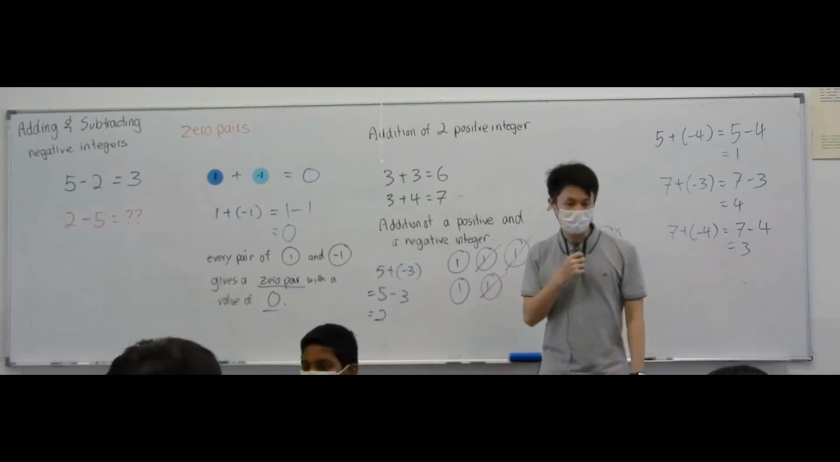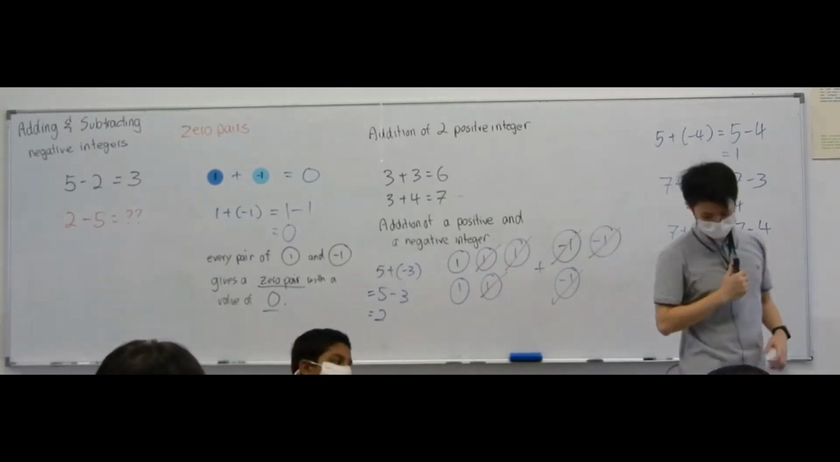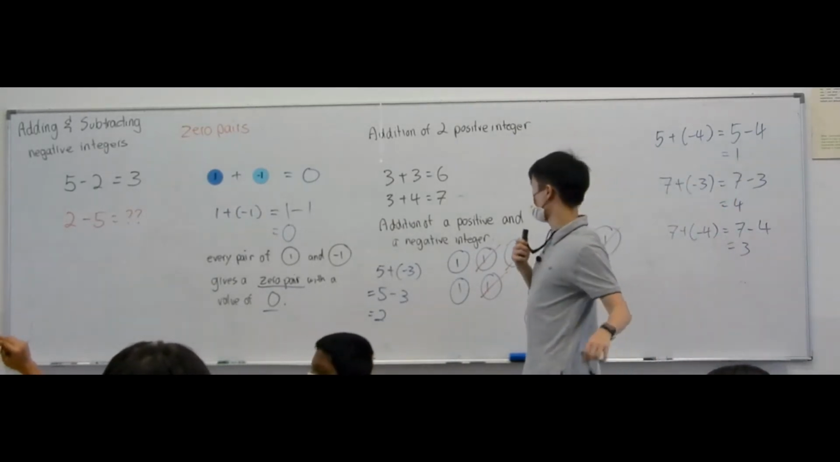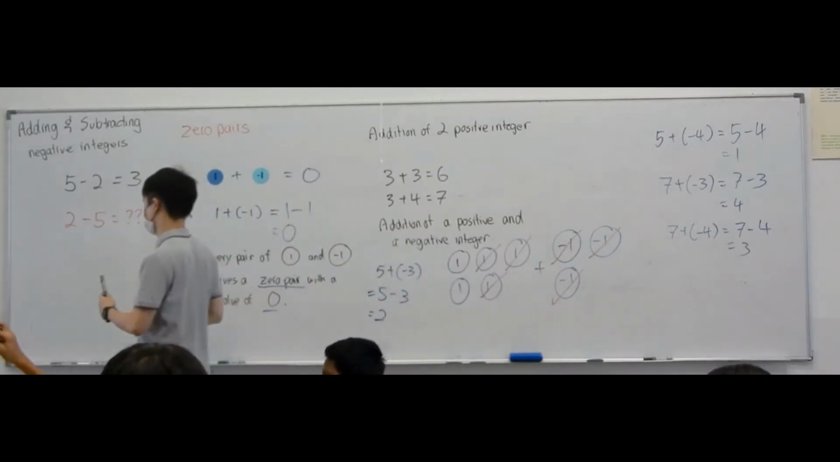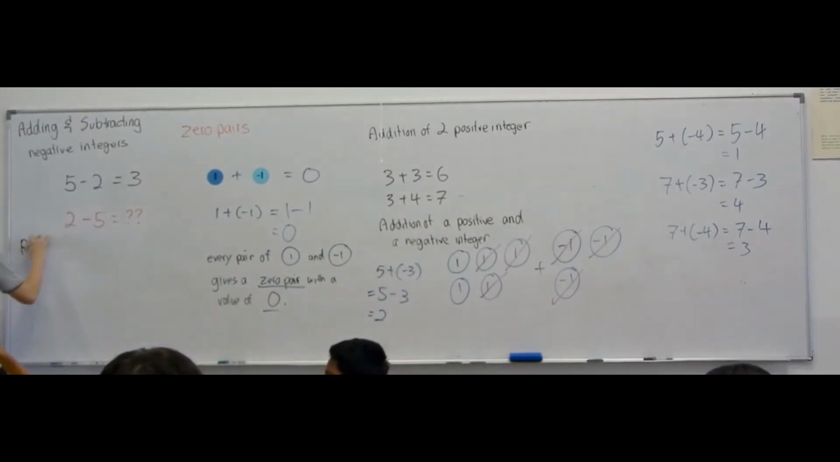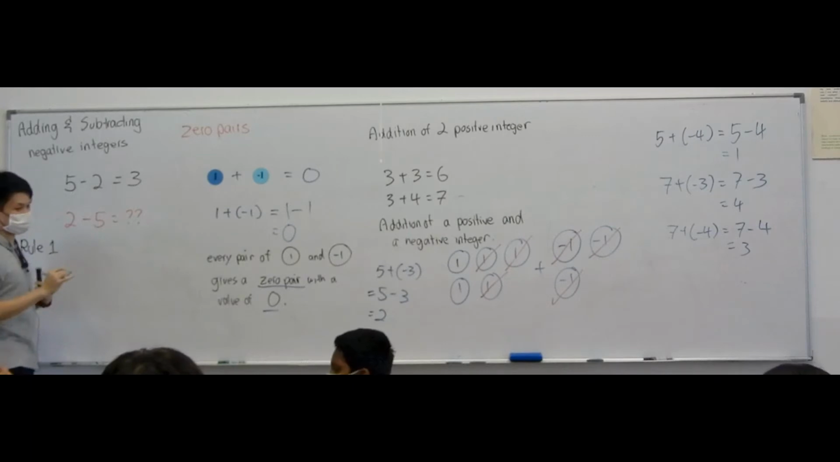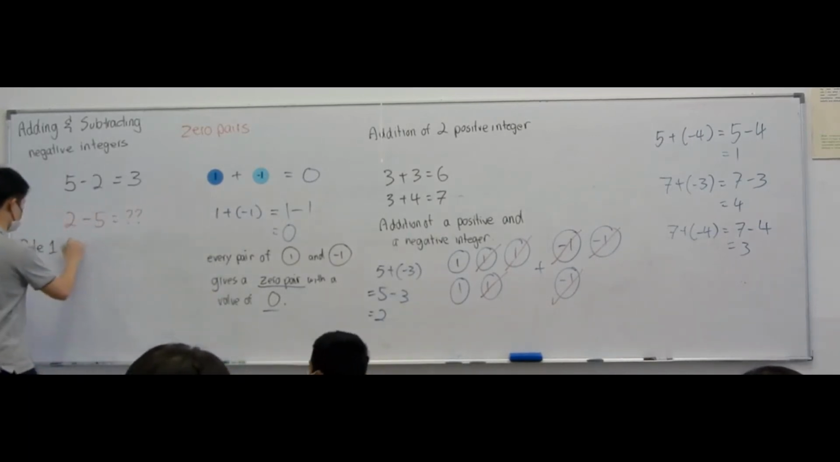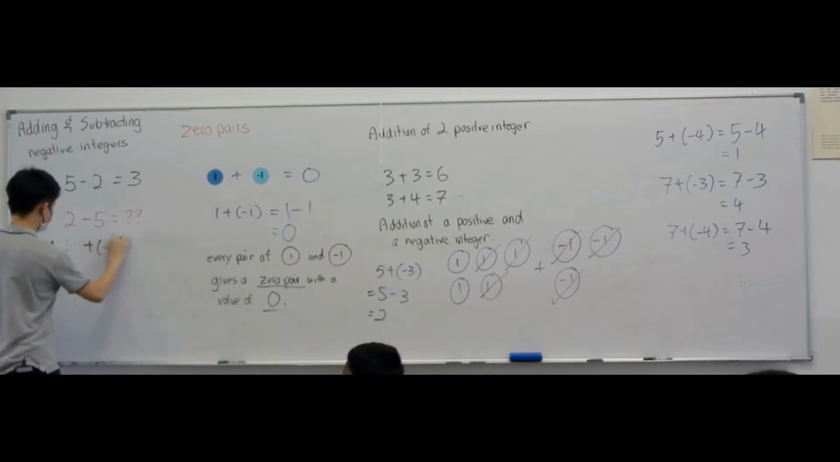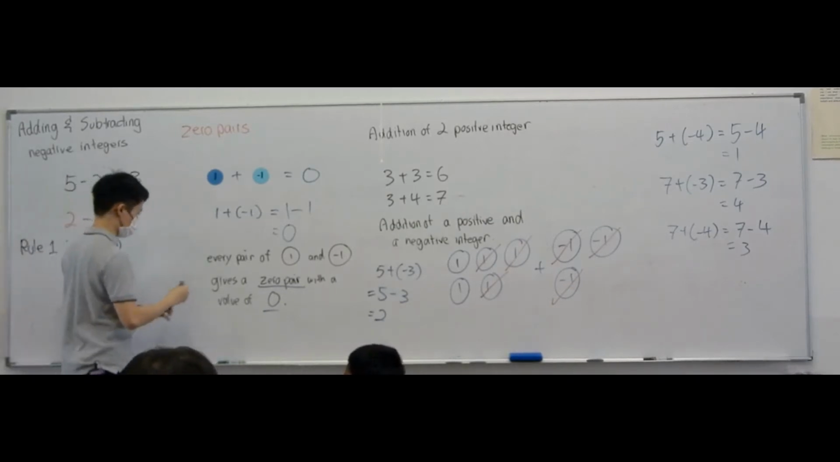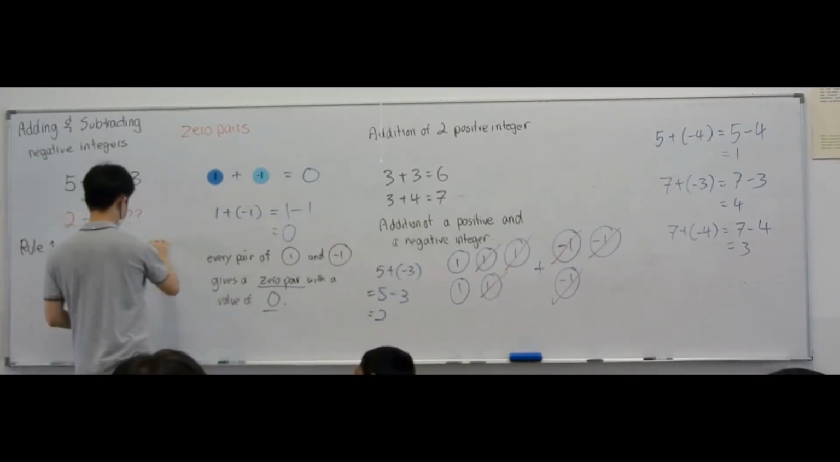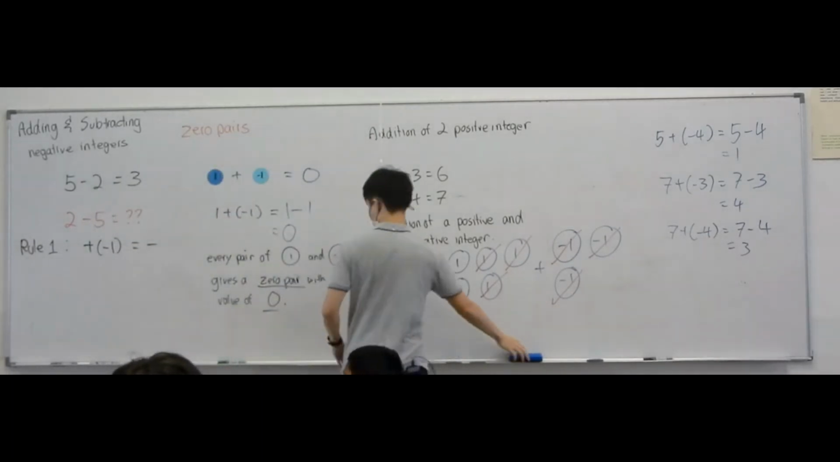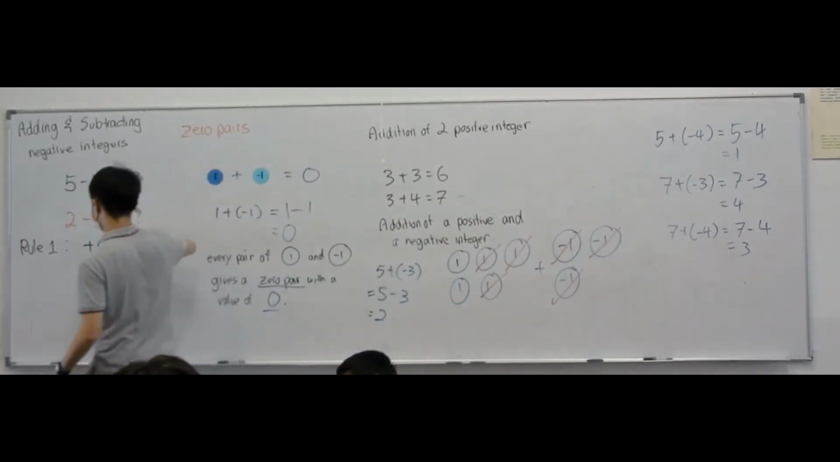Alright, so now you see you have a rule there. Rule number 1, I'm going to write it here. When it comes to adding negative and positive numbers, when we add a negative, it will become minus.